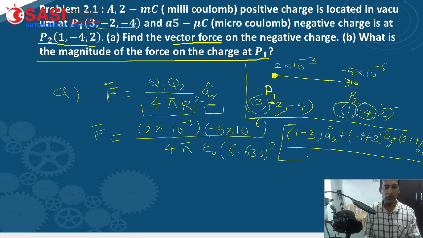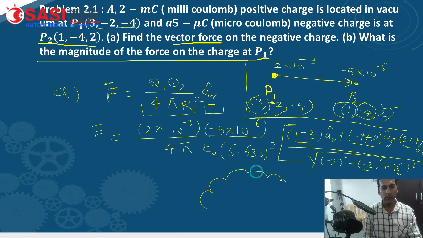And below that the magnitude. Magnitude will be square root of minus 2 square plus minus 2 square plus 6 square. How did we get this minus 2? 1 minus 3 is minus 2. Minus 4 plus 2 is minus 2. And 2 plus 4 is nothing but 6. So this is AR cap. So how did we get AR cap? If any student doesn't remember this formula, I will write it down here. Basically all vectors are nothing but the product of magnitude and direction. So vector is equal to magnitude into direction. What is direction? Direction is AR cap. So what will be AR cap?